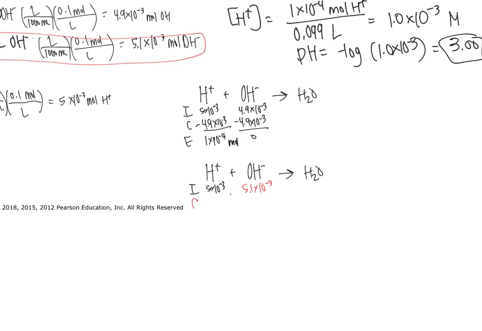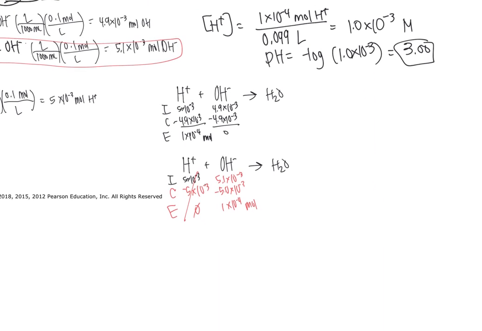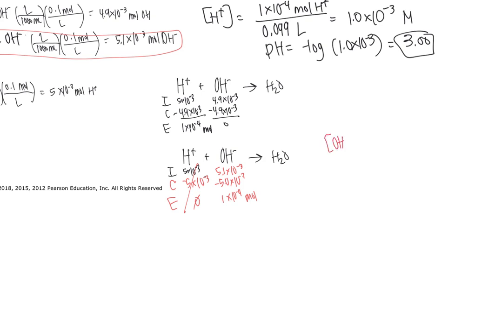So now hydrogen is my limiting reactant. So I'm going to get rid of that. So I don't have any hydrogen left over. And now I have 1 times 10 to the negative 4 moles of hydroxide. So now I have a hydroxide solution concentration, and it's 1 times 10 to the negative 4 moles divided by my new total volume. So I have 50 milliliters of my acid, and 51 milliliters of hydroxide. So that gives me 0.101 liters, or 101 milliliters.